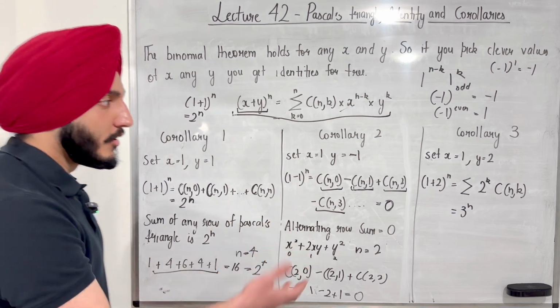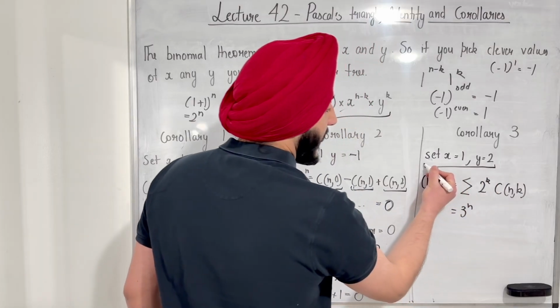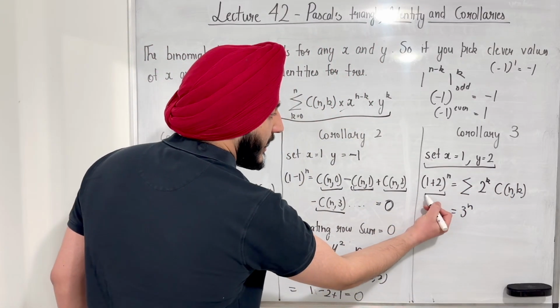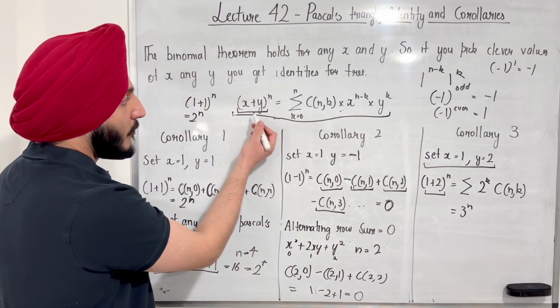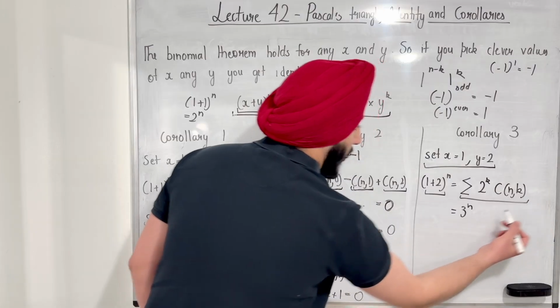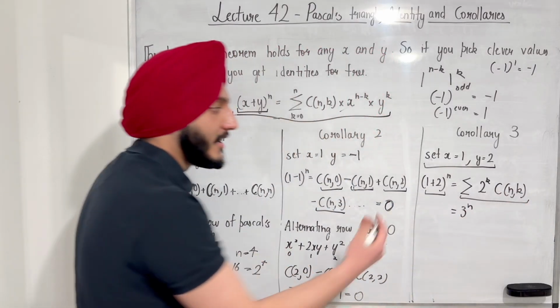Okay, so I hope you're able to understand the first two. Now let's take a look at the third one. Once again, in the third one, all you're doing is setting the value of x to 1 and y to 2. So let's write the left hand side first. You can write the left hand side as (1 plus 2) to the power of n. You can write the right hand side equal to the sum of 2^k multiplied by C(n,k). Let's just quickly understand this.